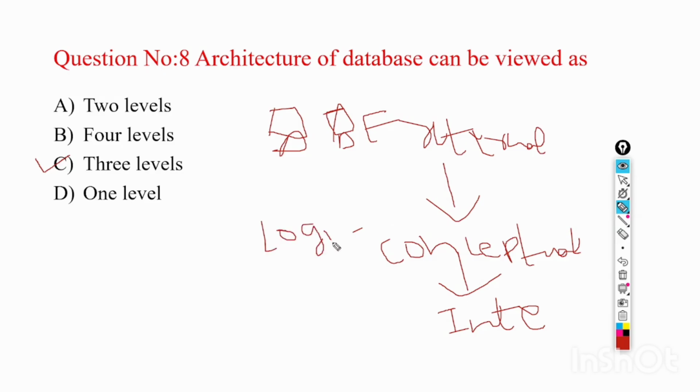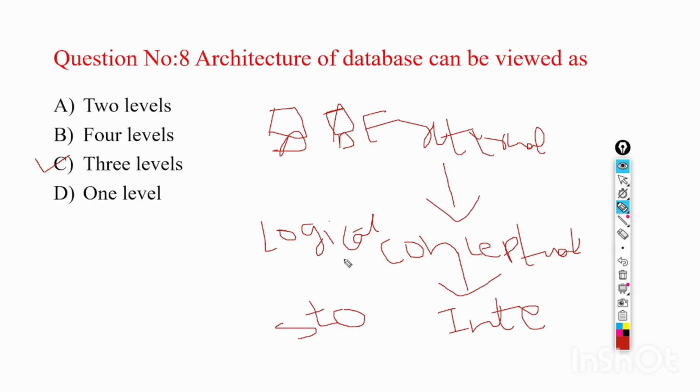And what is the third one? Internal level. So there are three levels. Users are using the external level. So what is the internal level? It stores the storage details.